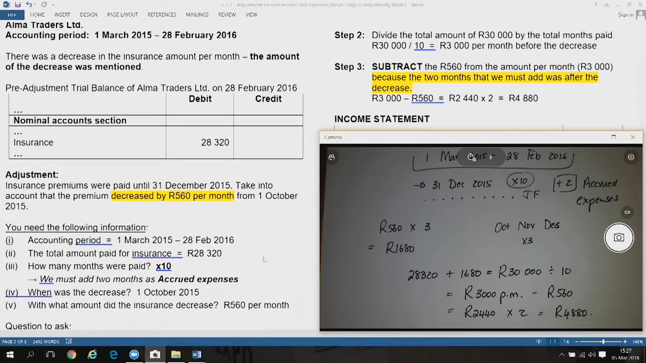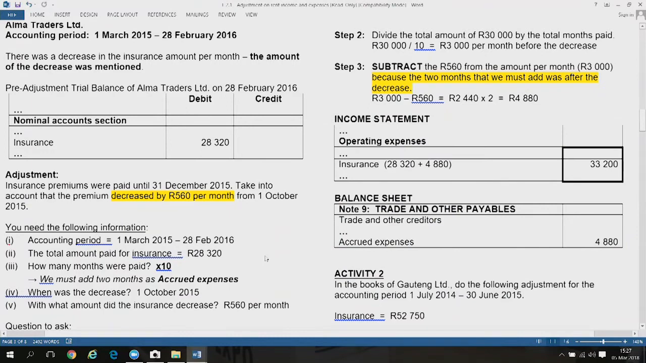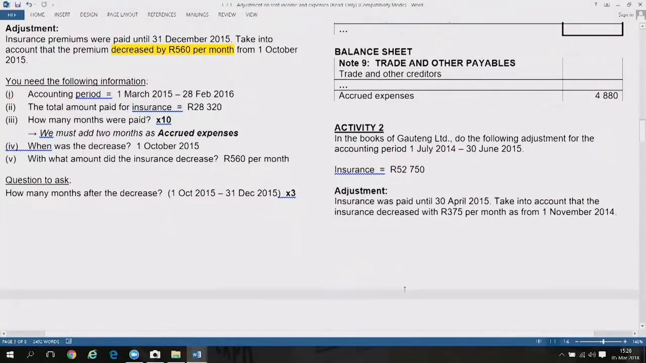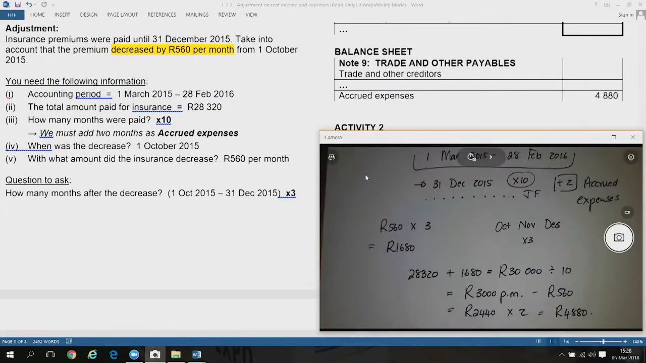So if you look at the answer there, you add the 4,880 to your insurance, because that is the 2 months that we still must add, and that is accrued expenses in note number 9. Accrued expenses in note number 9. There's our activity. Please work with me.